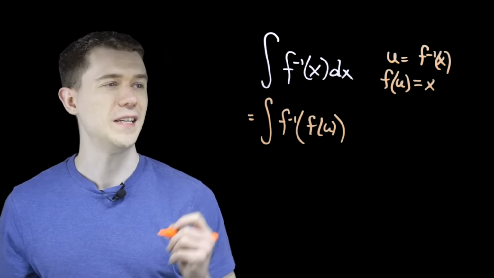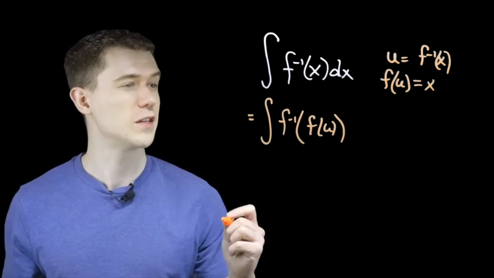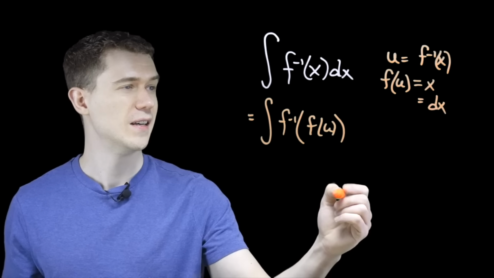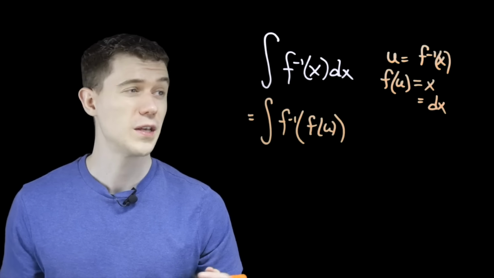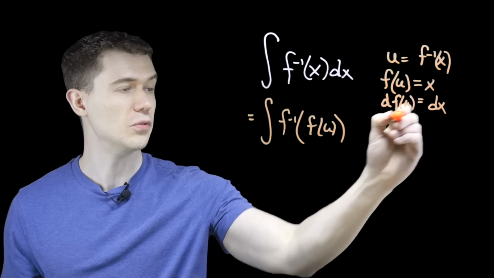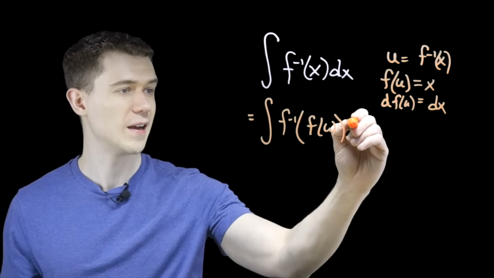I probably don't want a dx here, so let's figure out what dx is by taking the differential of our substitution. We'll take that dx is, well, I need to take the derivative, or the differential, of the other side. I'll simply call it df of u. So that's what dx is, and we're replacing that right here.